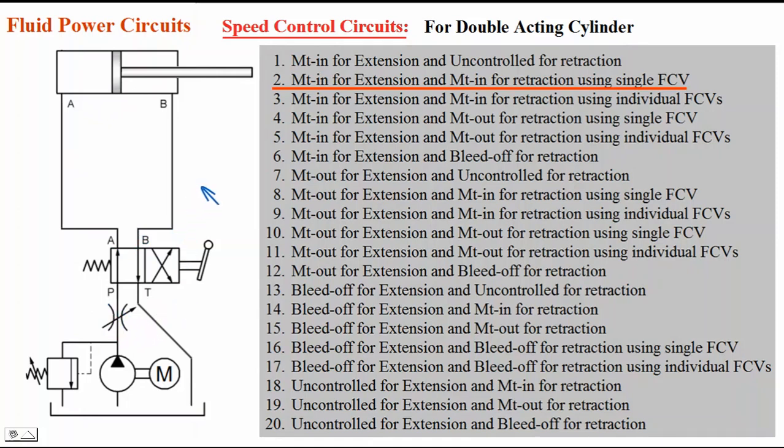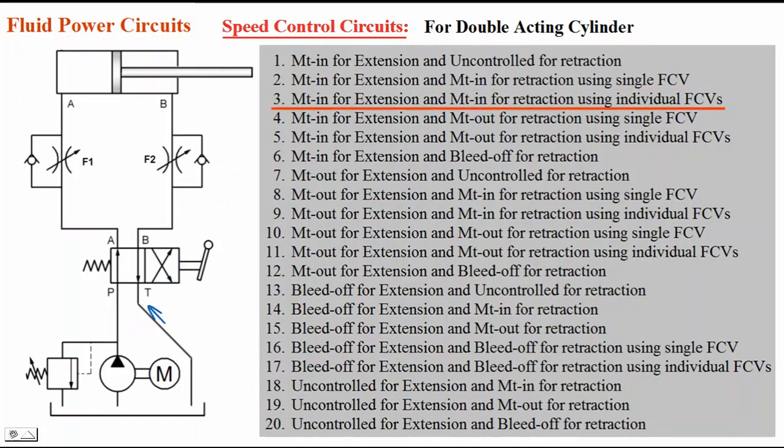This is the second circuit we have completed. Now we shall see the third circuit. Metered in for extension and metered in for retraction using individual flow control valves F1 and F2. In this first position, oil is flowing from P to A and B to T. Oil is flowing from P to A.